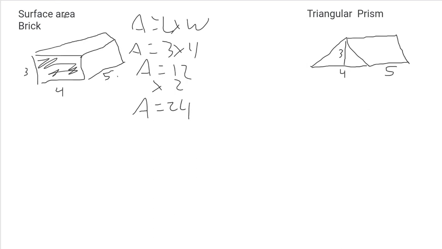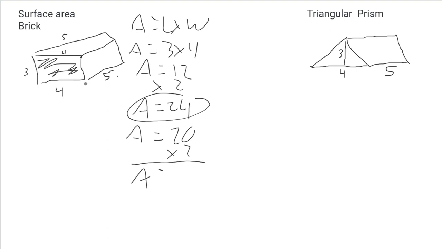So now I'm going to do this section, which is 5 and 4. So 5 times 4 is 20. And 20 times 2, because if there's one on top of the brick, there's one underneath the brick, is 40. And then the last part of the brick is this side, which is 5 long and 3 tall.